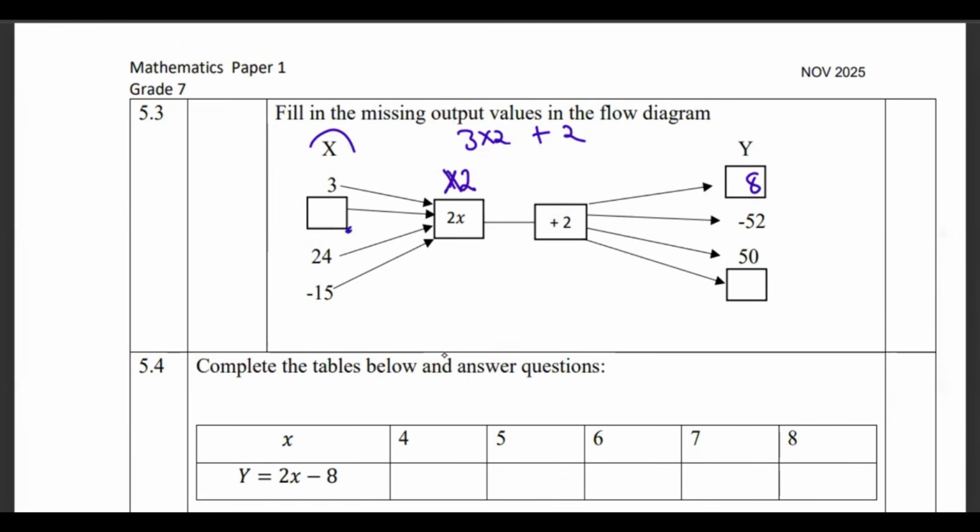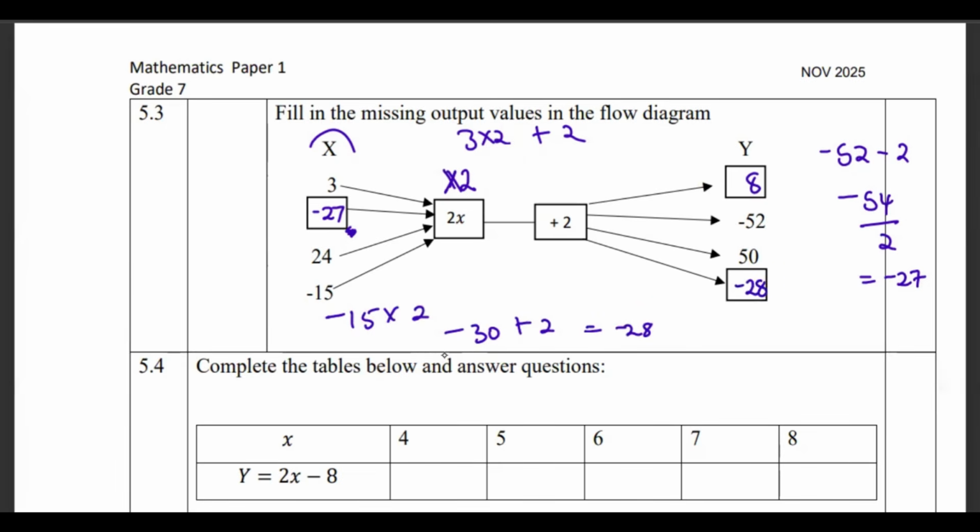And then for us to get what is supposed to be here, we need to move backwards. Where there is a plus, we subtract. So negative 52 minus 2 gives us negative 54. And then divide by 2, get a negative 27. And then 24 times 2 is 48, gives us a 50. Negative 15 times 2 is a negative 30 plus 2, get a negative 28.